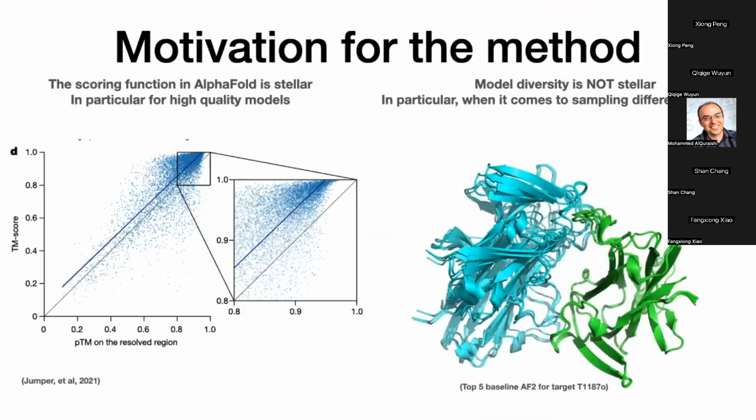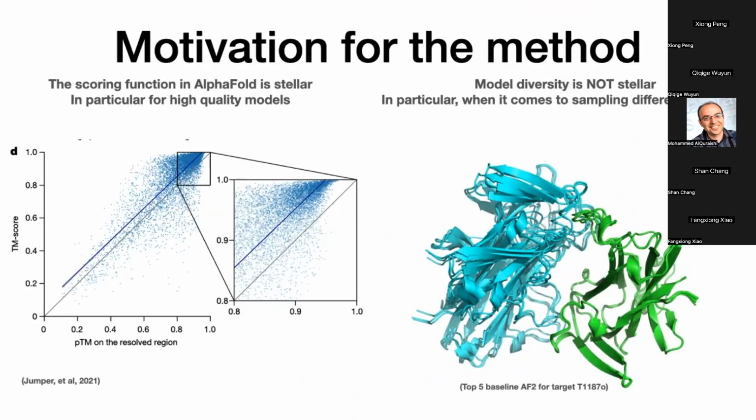This is actually not a gigantic pipeline of various things where you have to run this method and that method and so on. Basically, the motivation for the method was that the scoring function of AlphaFold is very good, in particular in this high region. It's really good at finding good models, so that's good. But what we have noticed is that the model diversity is not stellar, in particular when it comes to sampling different interfaces.